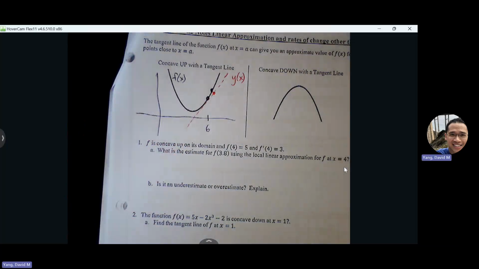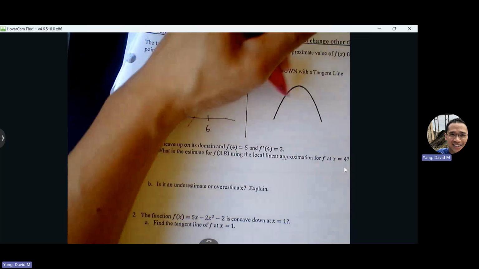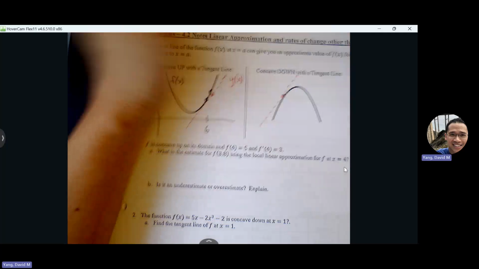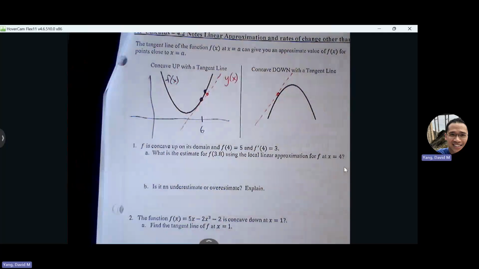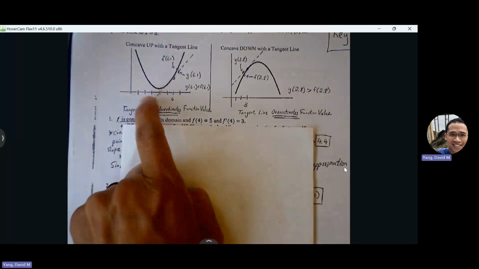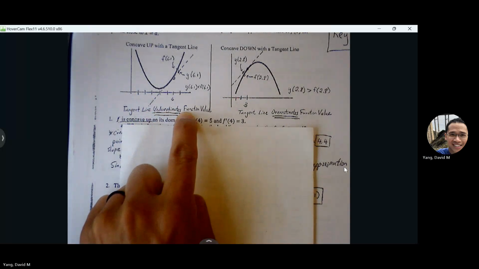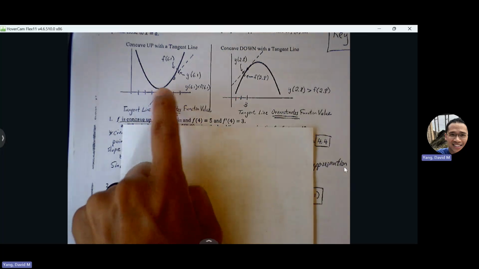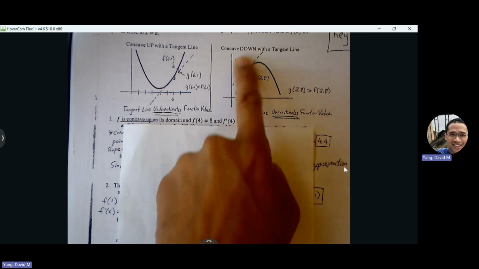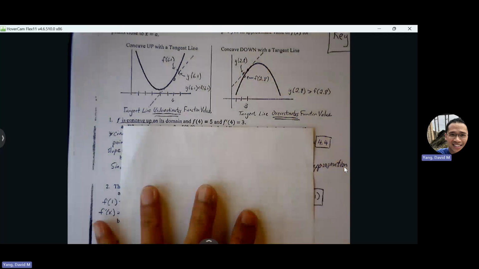Meanwhile, if I have a graph that's concave down, and if I create a tangent line, anything that is on the tangent line is going to do what? Overestimate. Yeah. So that's the big thing here. If we know the shape of the graph and we create a tangent line, our tangent line is always going to under approximate for a graph that's concave up, versus a tangent line that will always overestimate or over approximate the actual point on the graph.